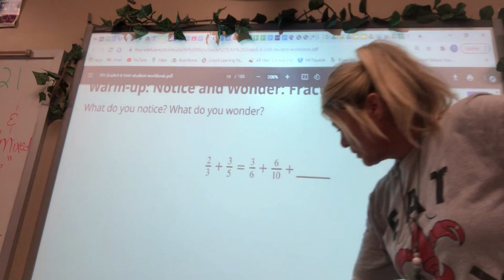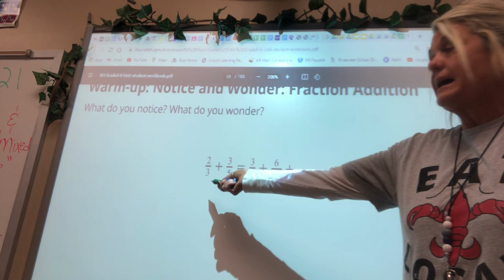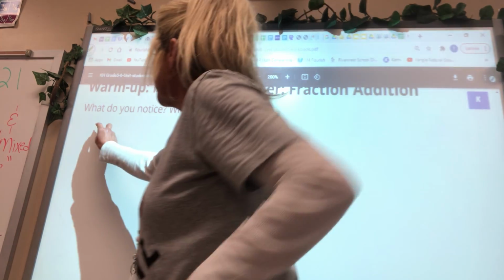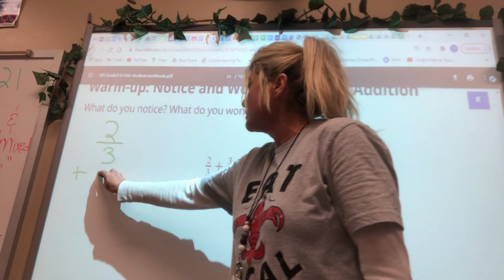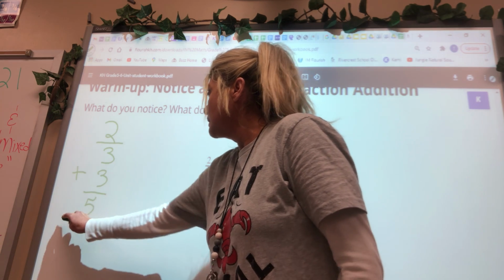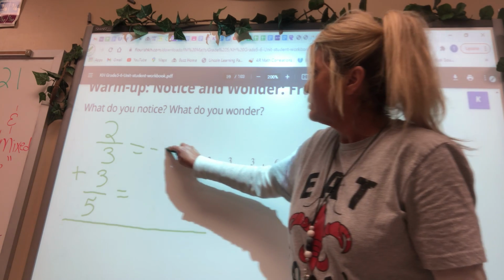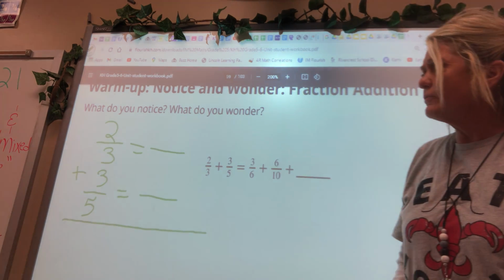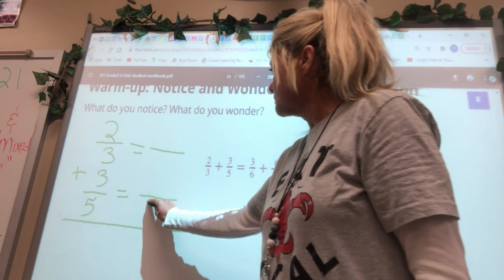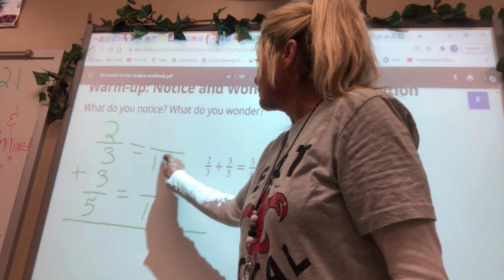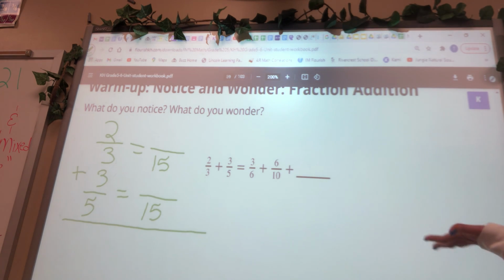First of all, we need to work each side, don't we? We have all the parts for this side, so we'll work it first. We know that this side is 2/3 plus 3/5. And we know if we're adding fractions, they need a what? Common denominator. Okay. What will 3 and 5 both go into? 15. 3 and 5 both go into 15.